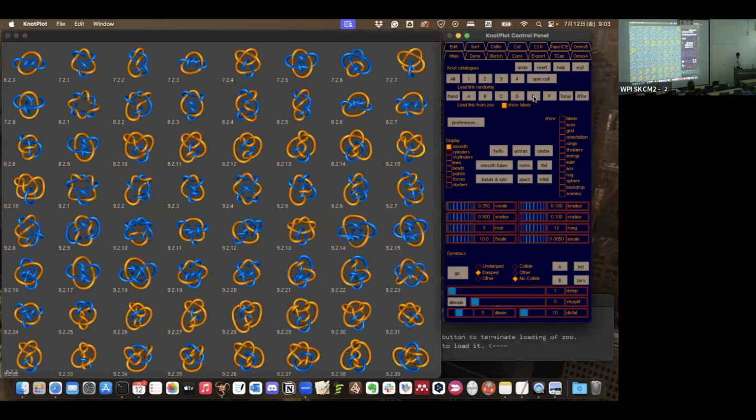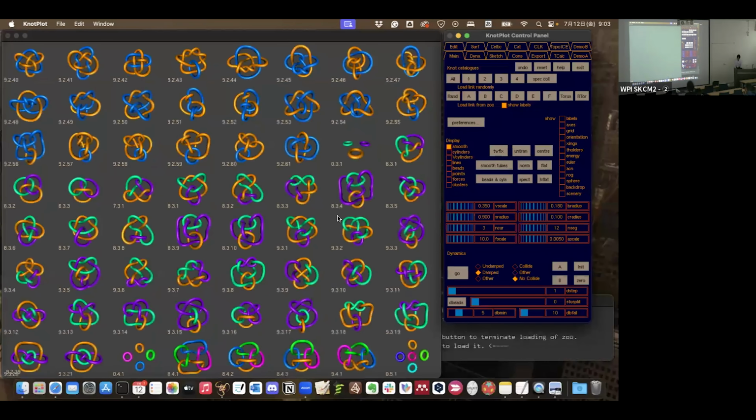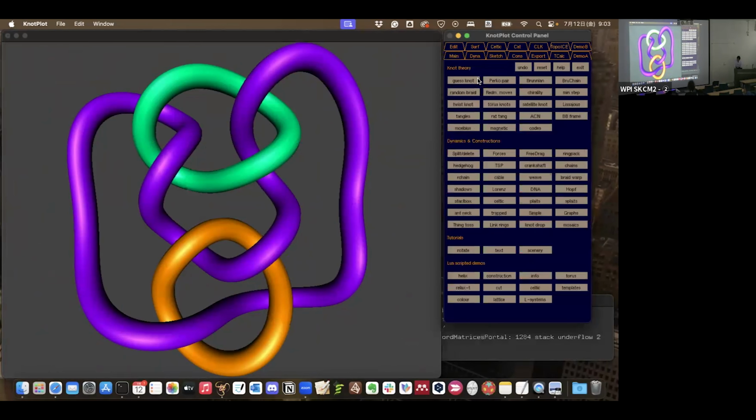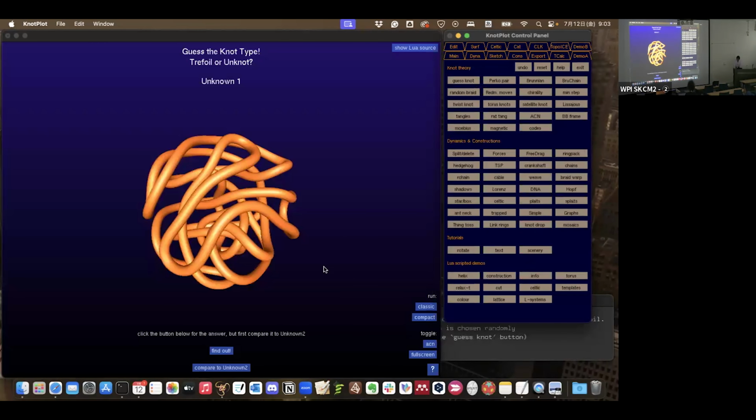So these are examples of the two-component links. And so this is an example of the three-component link. And we will consider the topology of the knots and links.